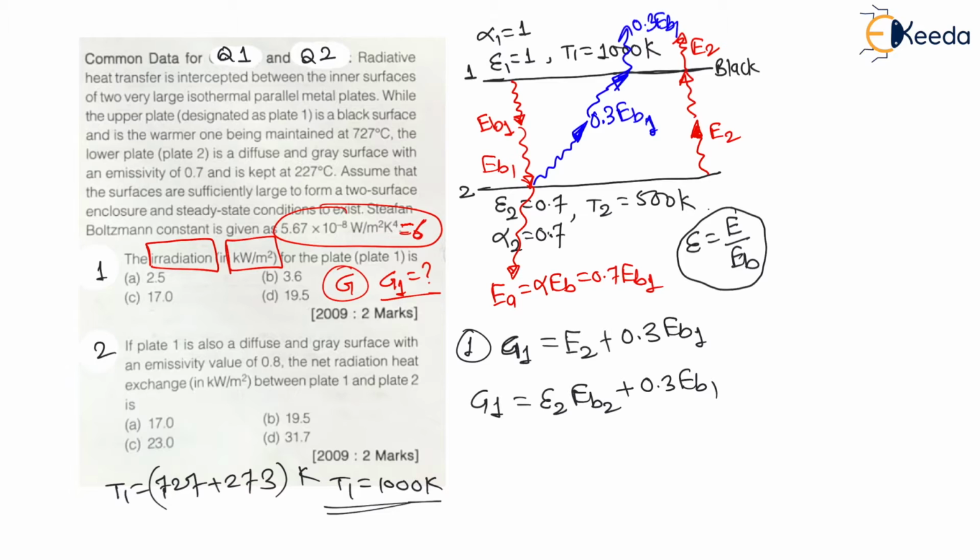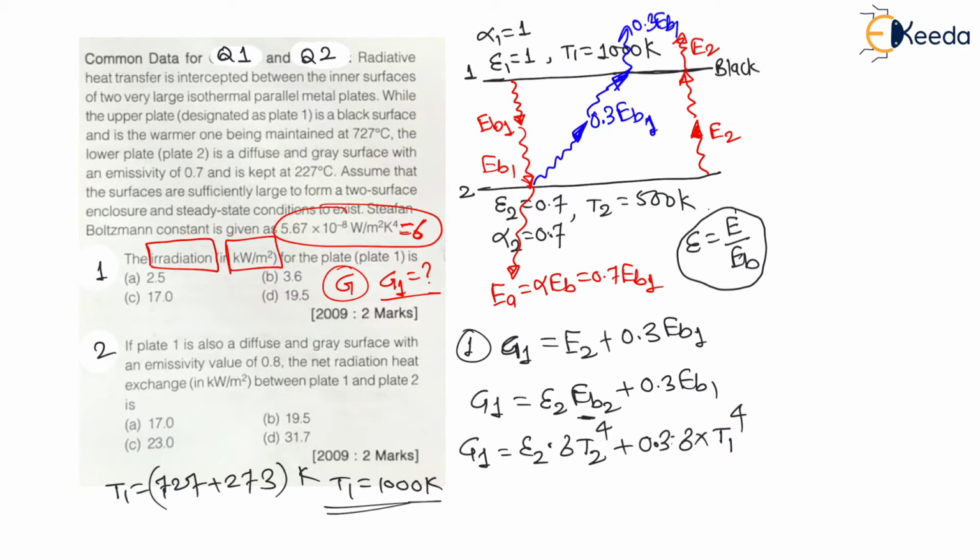Therefore this G1, the irradiation of body 1, will be equal to emissivity 2 into EB2, which will be sigma T2 power 4. Here sorry, it is emissivity 2 into sigma temperature T2 power 4 plus 0.3 into EB1, which will be 0.3 into sigma, that is the Stefan-Boltzmann constant, into temperature 1 power 4, right? Now my dear students, all the values are known. Emissivity 2 is 0.7, right? Sigma is given as 5.67 into 10 to the power minus 8. Temperature T2 is known, 500, temperature T1 is known, 1000.